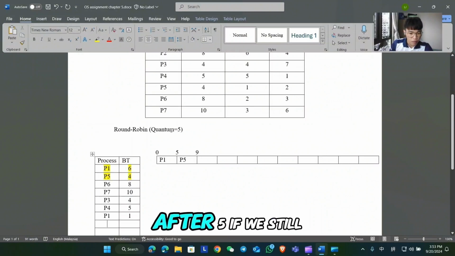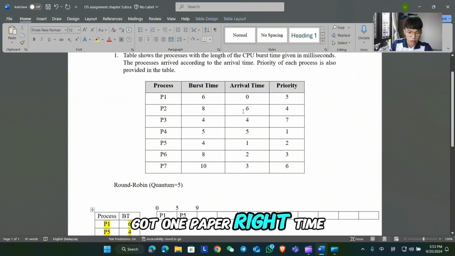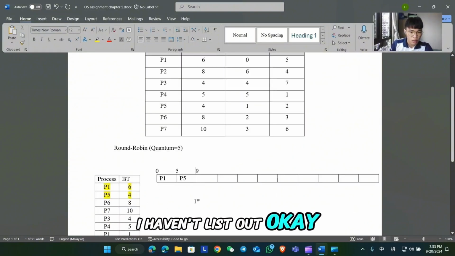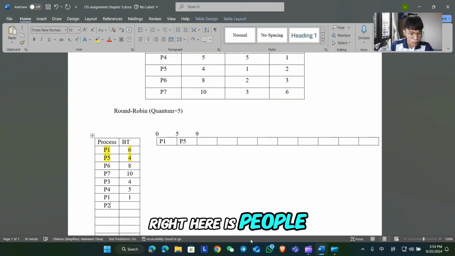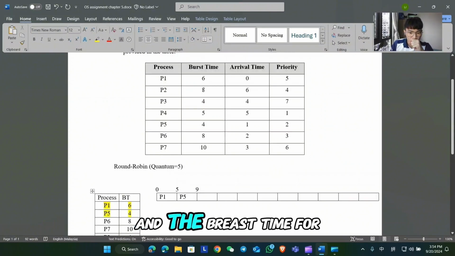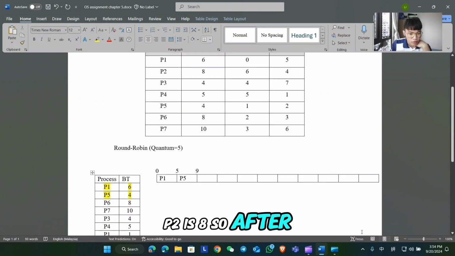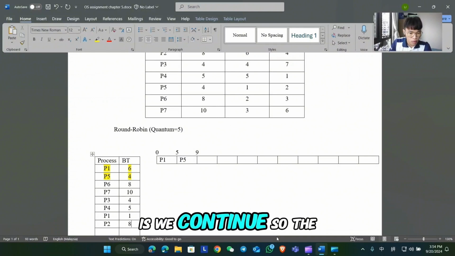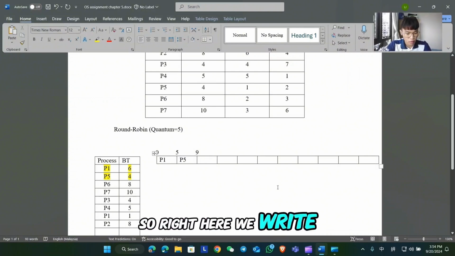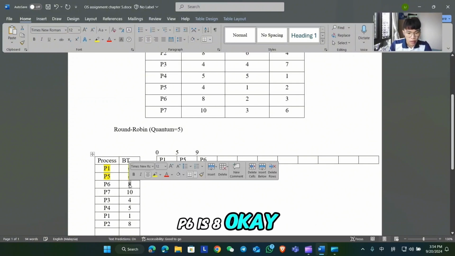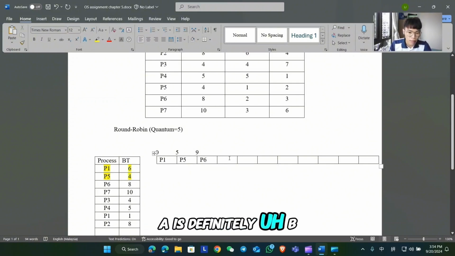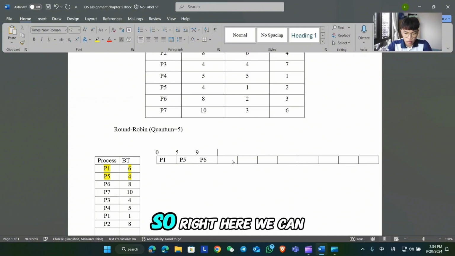After 5, we still have one process with arrival time 6 that we haven't listed down, so here we list P2. The burst time for P2 is 8. After P5 we continue with P6. Here we write down P6, and its burst time is 8. 8 is definitely bigger than 5, so 9 plus 5 is equal to 14.